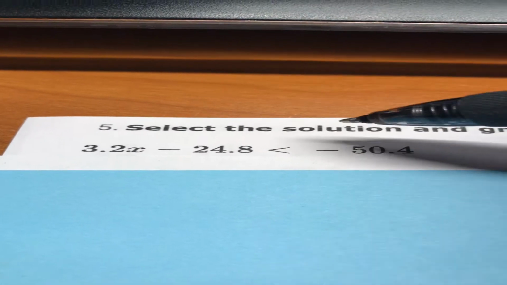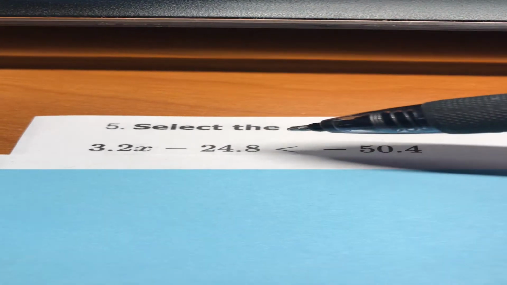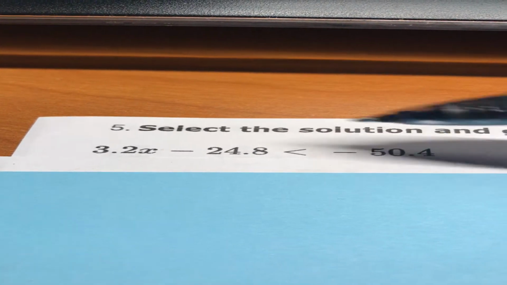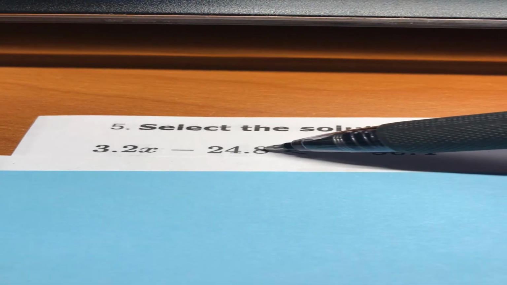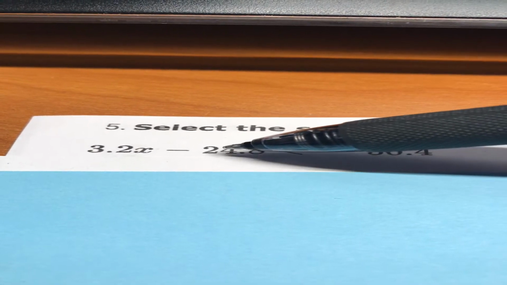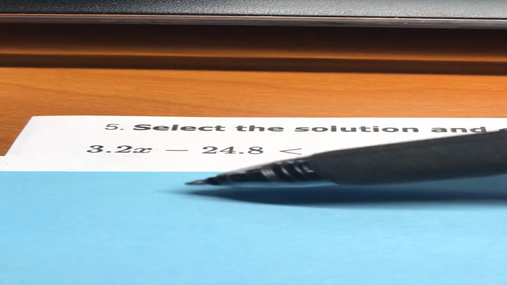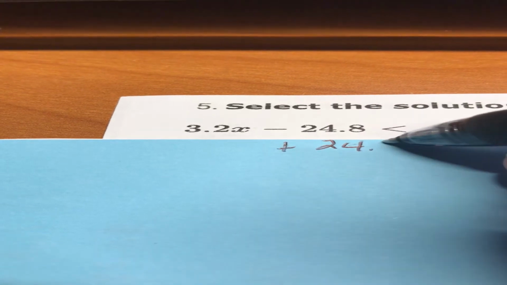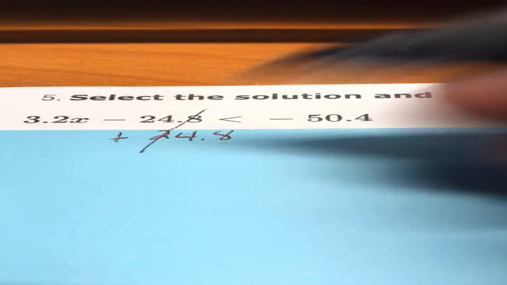Just like I talked about in the other video, anytime you want to get x by itself, you have to undo stuff in the opposite order of operations. So what you look for first is whether something is added or subtracted to the glob of algebra that has the x. Well, sure enough, 24.8 is being subtracted from 3.2x. So we need to get rid of him by doing opposites. If he's subtracted, we add him to make him go to 0. We add him here, that goes to 0, and I'll cross that out.